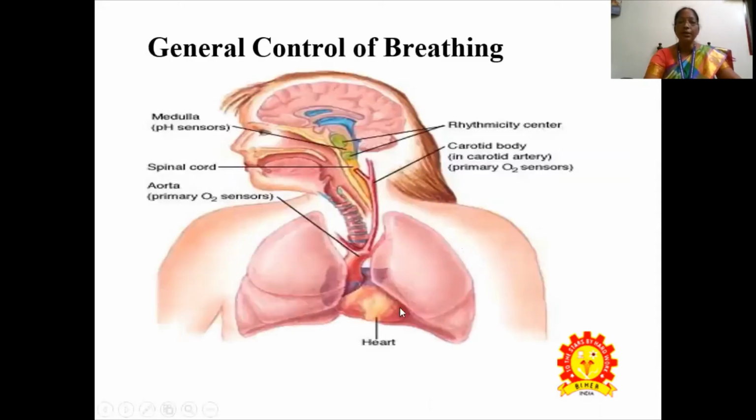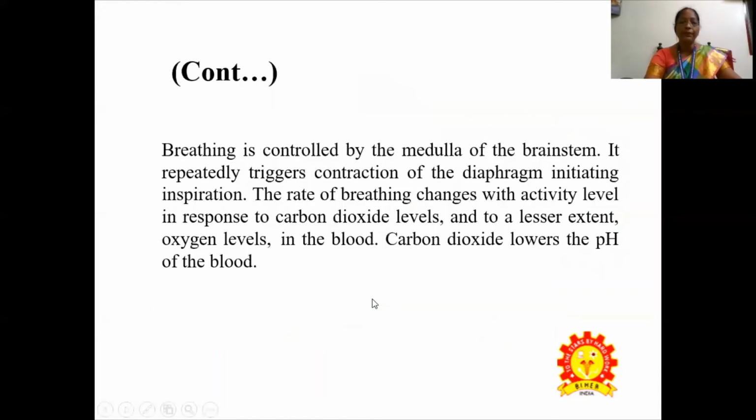This is the general control of breathing, where everything involved here is the medulla, the pH sensors, the rhythmic center of our brain, the primary O2 sensors, the spinal cord, the aorta, the heart. Breathing is controlled by the medulla of the brainstem. It repeatedly triggers contraction of the diaphragm, initiating inspiration. The rate of breathing changes with the activity level in response to carbon dioxide levels and, to a lesser extent, oxygen levels in the blood.